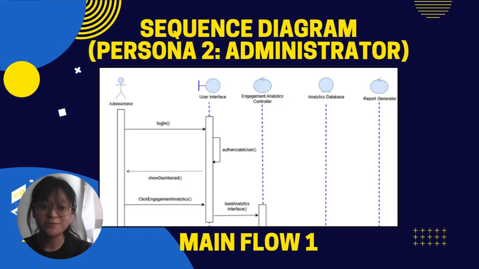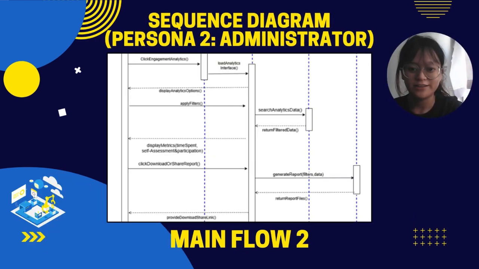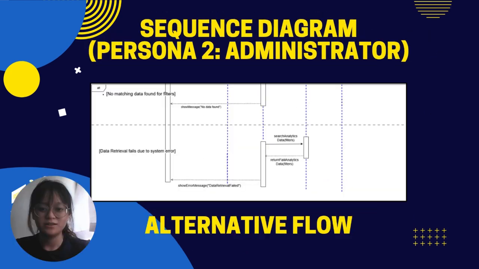Here is the sequence diagram for main flow. It shows how the administrator interacts with user interface, engagement analytics controller, analytics database, and also report generator within the system. And here is the main flow too. This is the alternative flow in the sequence diagram, same as what I have mentioned in the activity diagram.